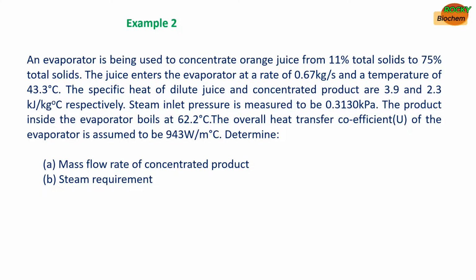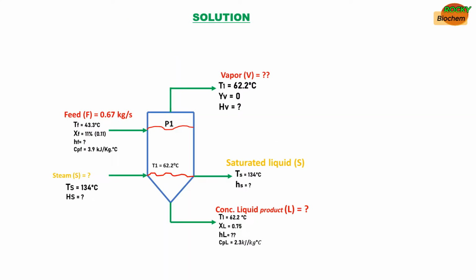Okay, so let's continue with the calculation. As I said, the first thing to do is to draw a diagram to represent the information. And from the question, these are the values that we got for feed S.